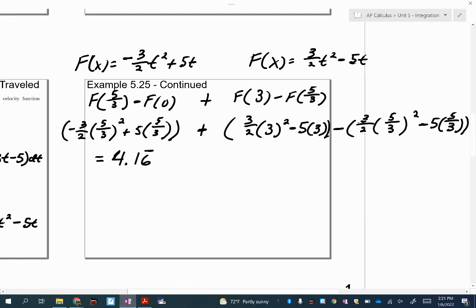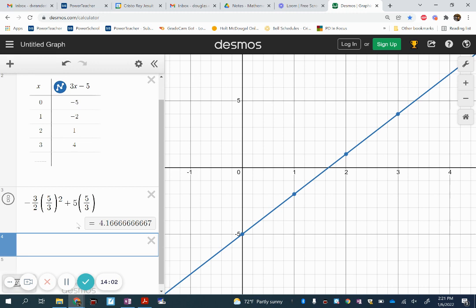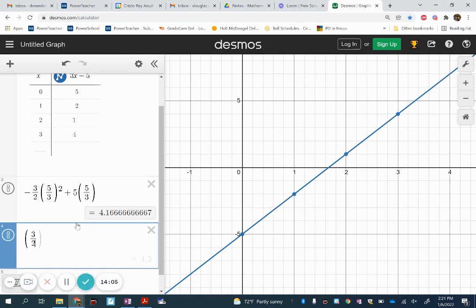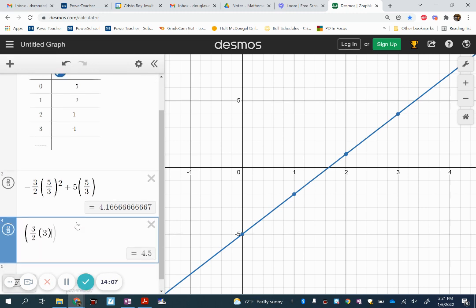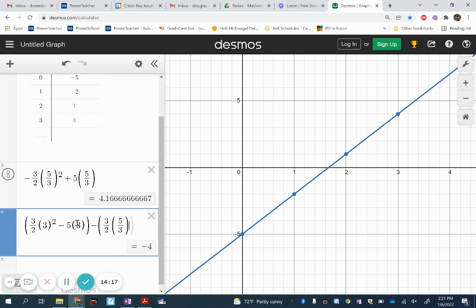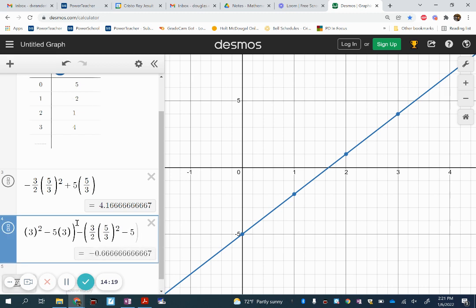Okay. And then plus, this is going to be a little bit more work here. So that's 3/2 times t squared minus 5t, plugging in 3 first. So a new line here. So 3/2 times 3 squared minus 5 times 3, whatever that is, minus the same thing, but plugging in 5/3 squared minus 5 times 5/3. All right, and I get 2.6 repeating.